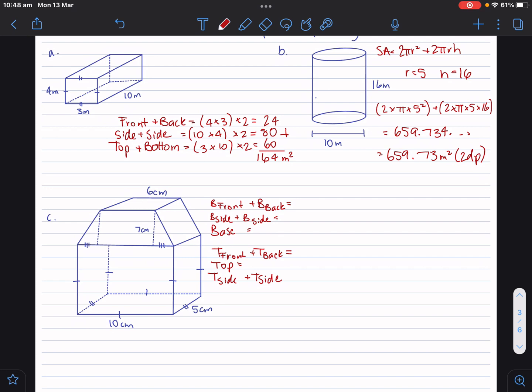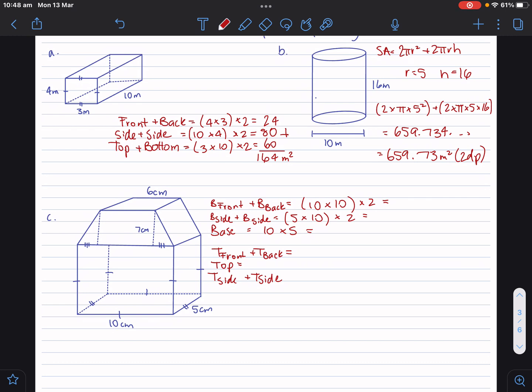So you have, for the bottom, 10 times 10. That line means that it's 10 as well. And you have 2 of them. For the side, you have 5 times 10, and you have 2 of them. For the base, you have 10 times 5, and it's only 1 of it. So that's all done, quite simple.